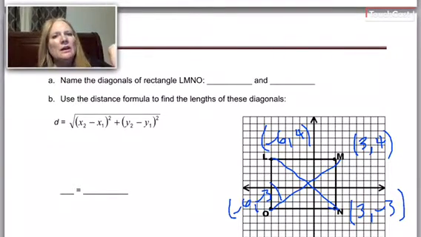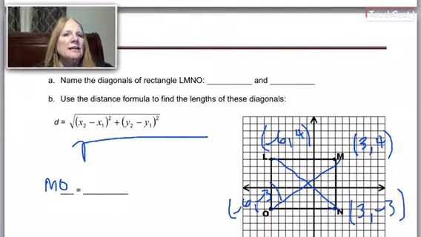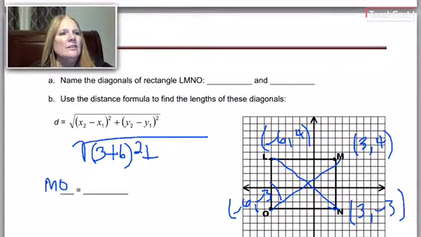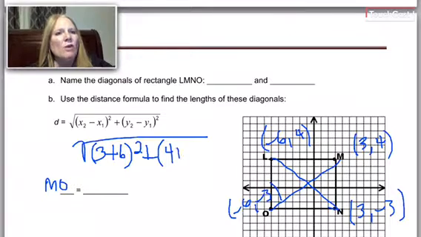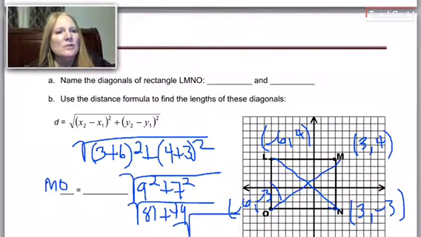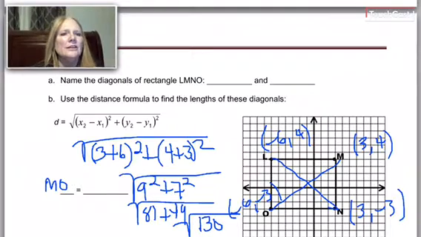Okay, so if we want to find the length of those, we can use the distance formula. So let's first do MO. So it's going to be x minus x. So 3 minus a -6 is going to be 3 plus 6 squared. And then 4 minus a -3. So 4 plus 3 squared. And we will get 9 squared plus 7 squared. So the square root of 81 plus 49 becomes the square root of 130. Okay, I'm just going to leave that like that, not simplify it.